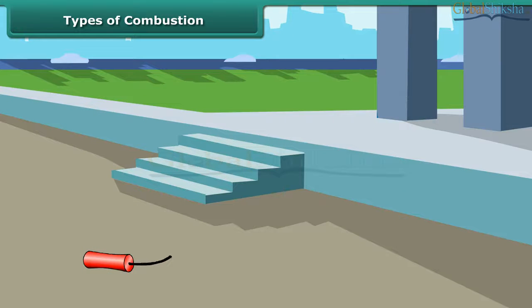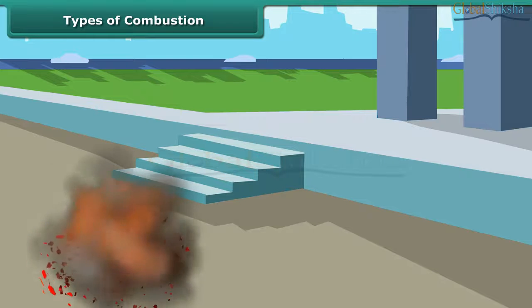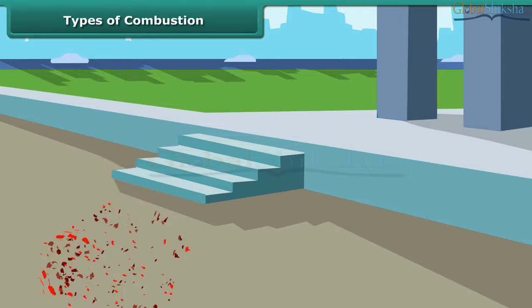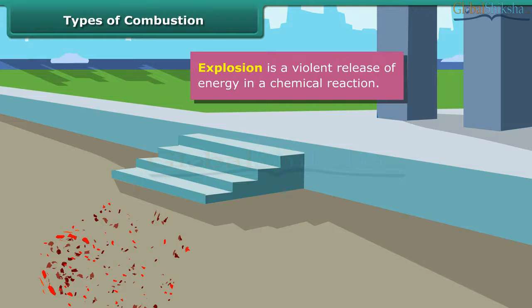You must have used fireworks during festival days. What happens when the cracker burns? The burning of a cracker produces a large amount of heat, light and sound. This type of combustion is called explosion.